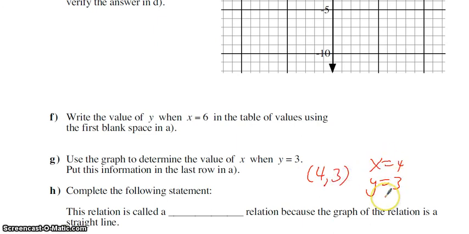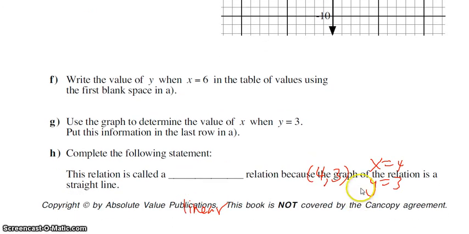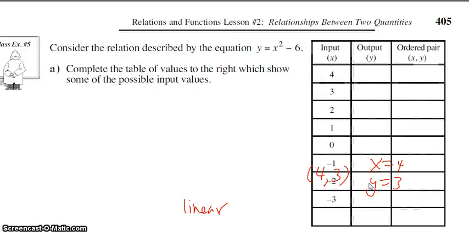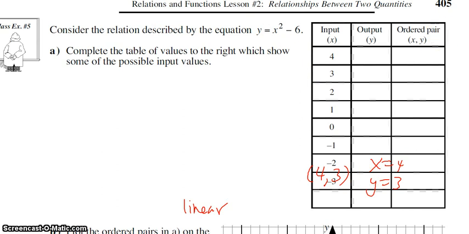Okay. This relationship is called a linear relationship because the relationship is a straight line. So we'll learn about linear relationships in the next unit. Okay, now this one is a quadratic, and you can do the same thing. Basically you plot all the points here.